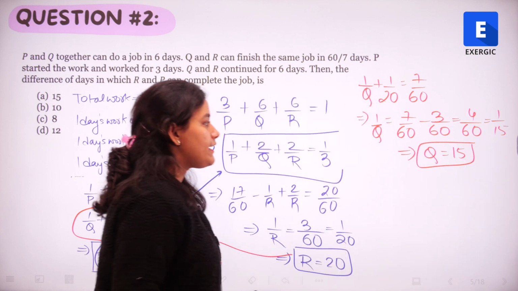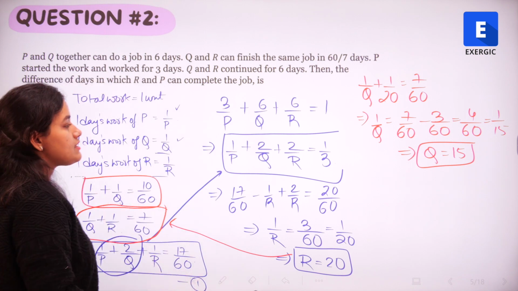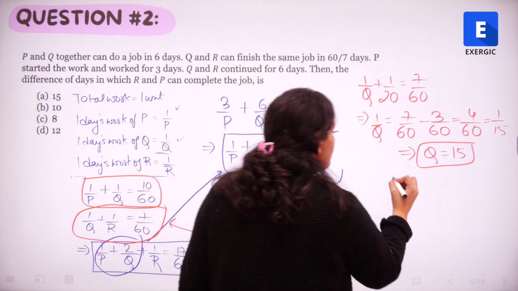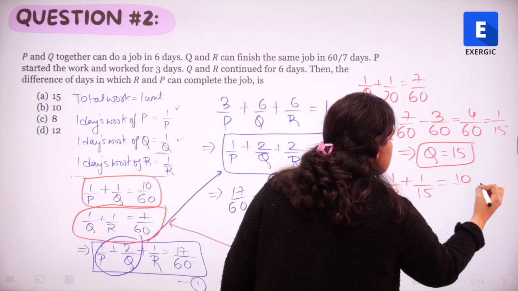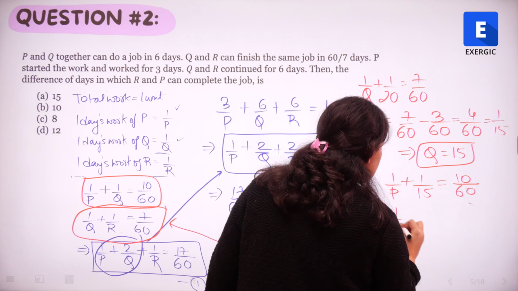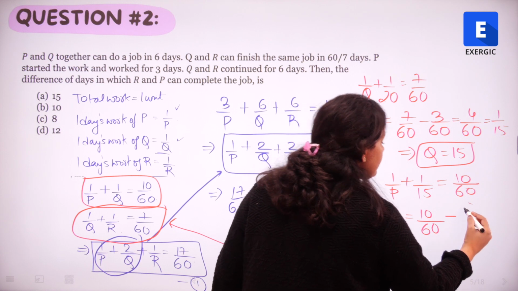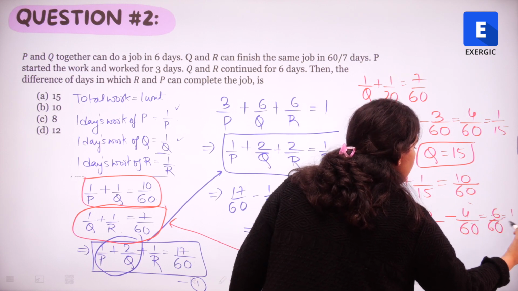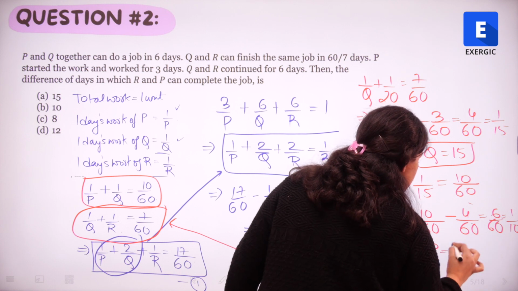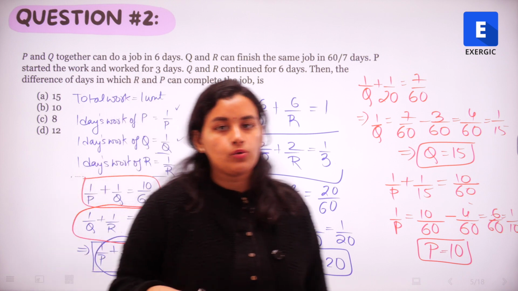Right? Now once I know Q, I can find out P, because 1 by P plus 1 by Q is 10 by 60. So 1 by P plus 1 by Q is equal to 10 by 60. So 1 by P is going to be 10 by 60 minus 1 by 15, that is 4 by 60. So 6 by 60 or 1 by 10. So P is equal to 10. Is this clear?